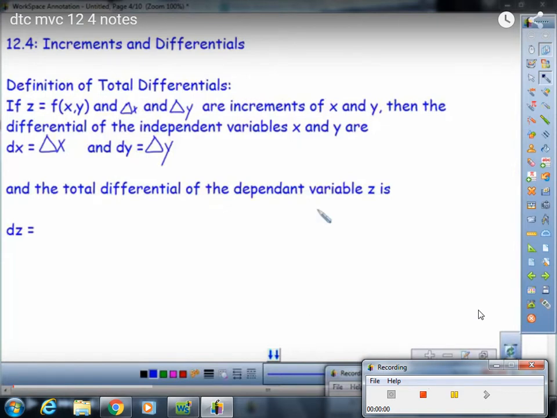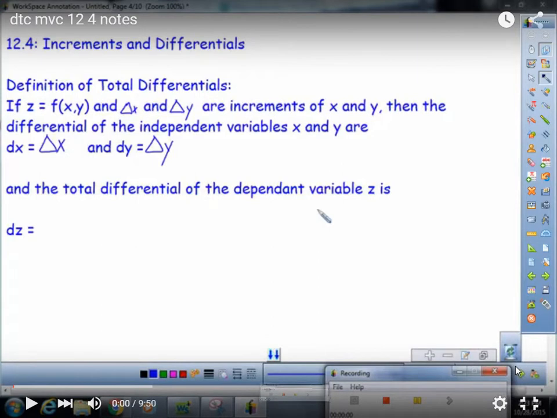Alright, boys and girls, welcome back to the drive-thru for a special remix audio edition. This is chapter 12.4 on increments and differentials, and we're going to do some estimated error using calculus in this section. This is a little voiceover that I'm doing right now because the original video doesn't have any audio. So here we go, we're going to play it.